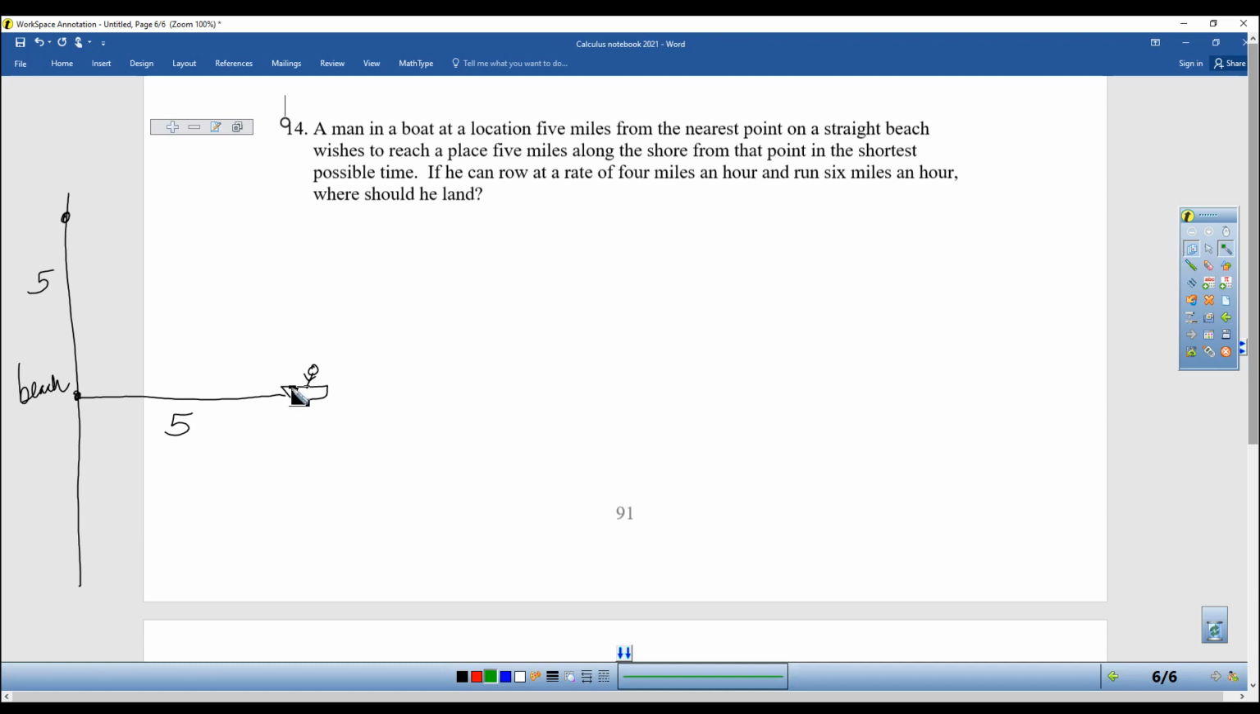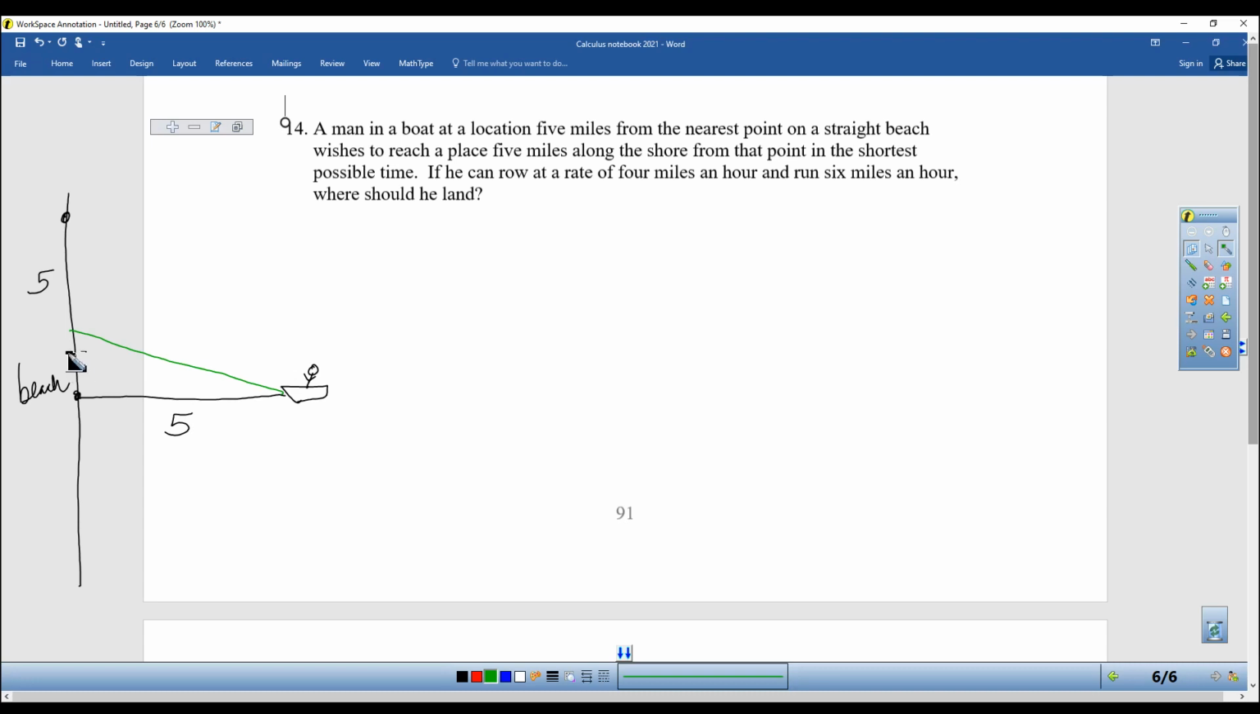Meaning, he could just row straight there. But as you can see, he can only row at a rate of 4 miles an hour, but he can run at 6. But that doesn't necessarily mean he wants to row straight in and then run. He's probably going to split the difference somehow. So maybe he's going to go to there and then run the rest of the way. Our job is to figure out which one of those choices is the fastest. So I'm just going to go ahead and put it right there because we don't actually know the answer.